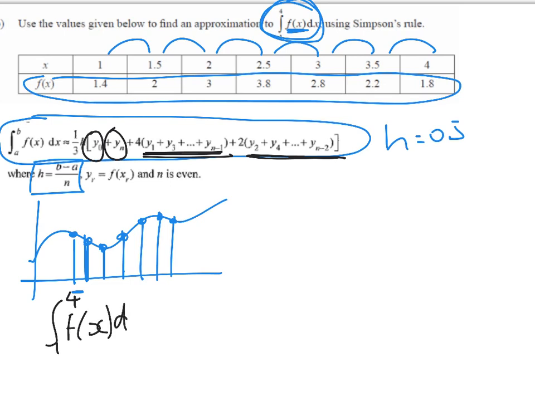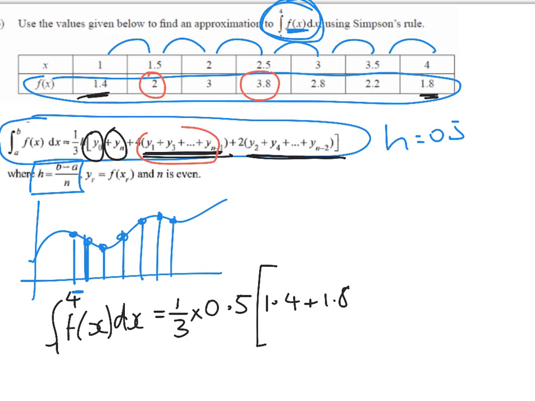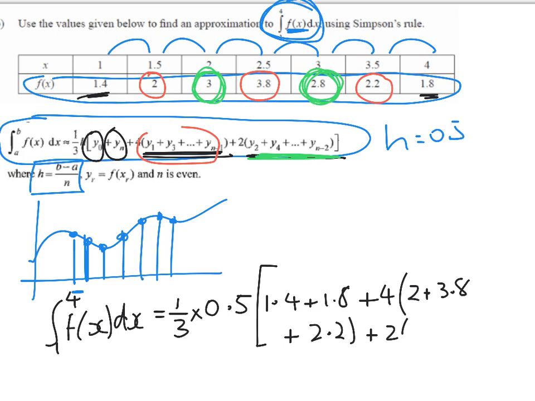The integral is going to equal 1/3 times 0.5 times, let's see, well, the endpoints are 1.4 and 1.8. So they go in once. Then my odd numbered values are going to be this one, and this one. So they get multiplied by 4. So it's 4 times 2 plus 3.8 plus 2.2, and then my even numbered ones go in twice. So it's 2 lots of 3 plus 2.8. So we carefully pop all of that into our calculator, and out pops our answer, which is 7.8.